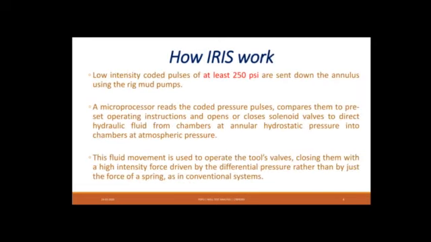Now let's see how IRIS works. The working of the IRIS tool is like, first of all, low intensity coded pulses of at least 250 psi are sent down the annulus using the rig mud pumps. Then a microprocessor detects the pulses and compares them to preset operating instructions. After that, it opens or closes solenoid valves to direct hydraulic fluid from chambers at annular hydrostatic pressure into chambers at atmospheric pressure. Thus, due to this, the large pressure which is applied in DST can be avoided, and thus the tubing and casing collapse can be prevented.